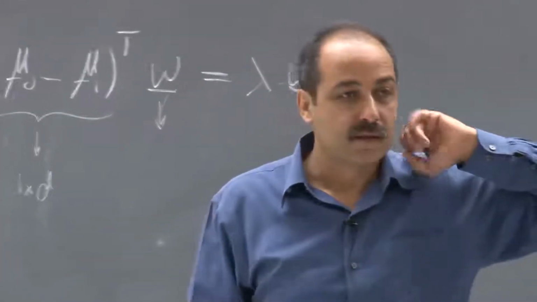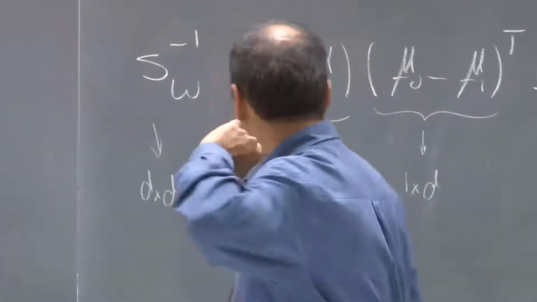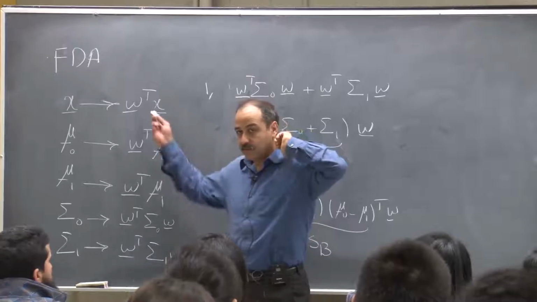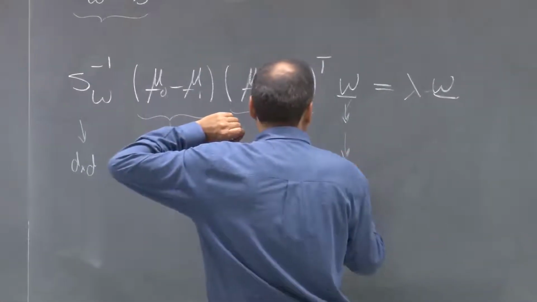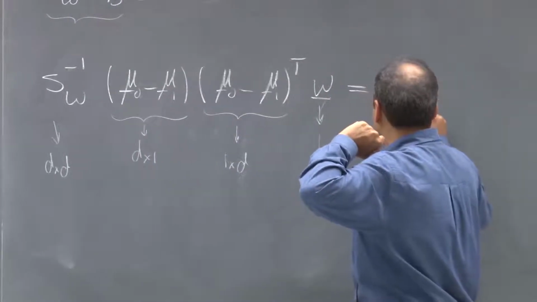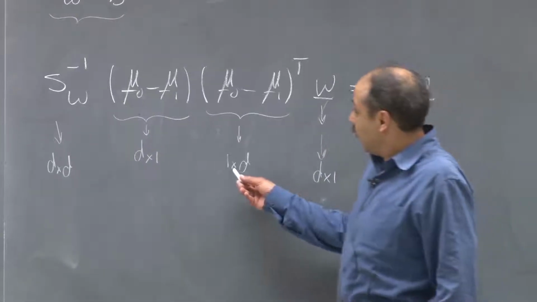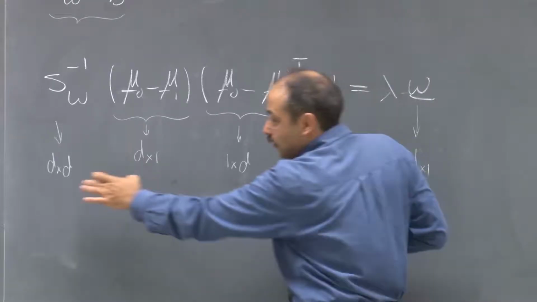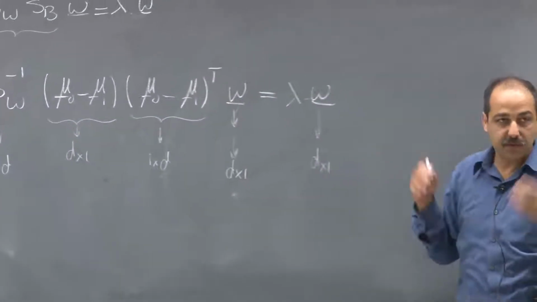Don't forget that x was D by 1, and W transpose X was just a scalar, right? We project everything. So what's the dimensionality of W transpose? 1 by D, right? So W is D by 1. And this is a scalar, and this is also D by 1. So usually this SB is D by 1 times 1 by D, which makes a D by D matrix, times another D by D matrix, and then a D by 1 vector. The left-hand side would be D by 1, and the right-hand side would be D by 1.